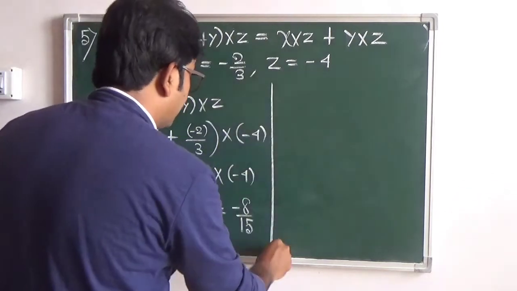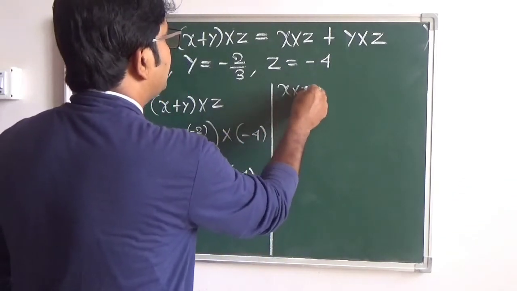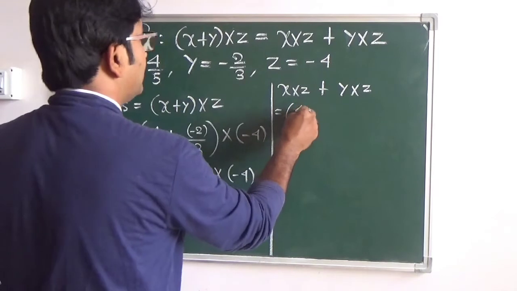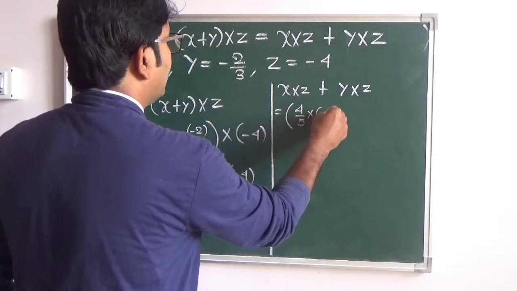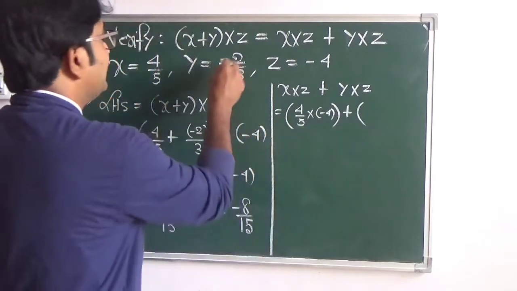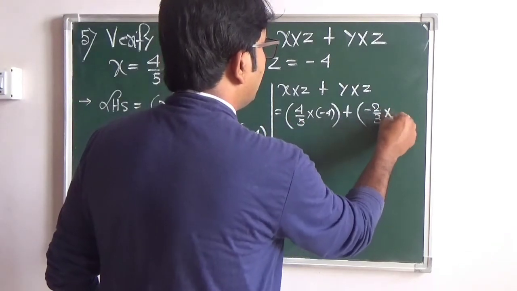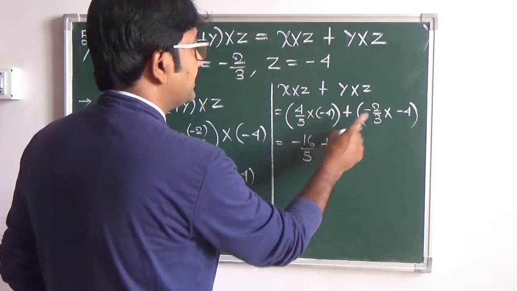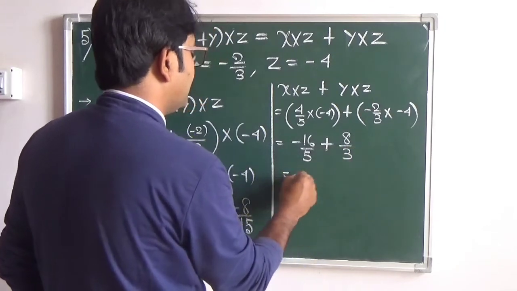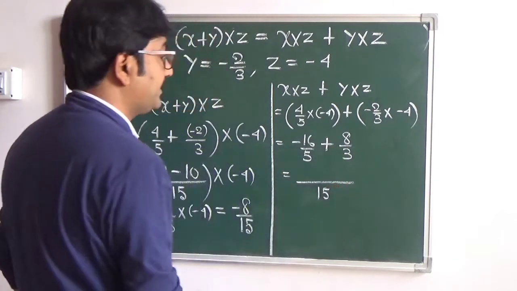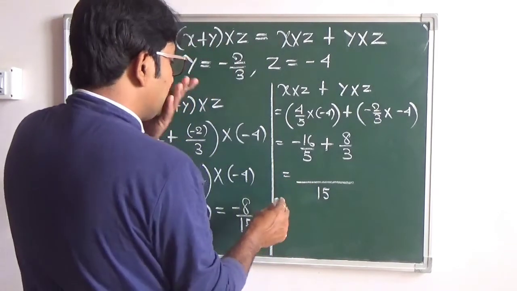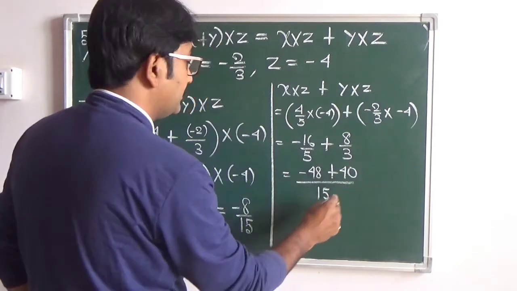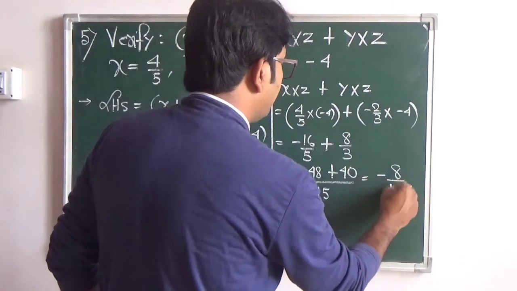For the right hand side, we have x into z plus y into z. So let us solve this. x is 4 by 5 into minus 4 plus y is minus 2 by 3 into minus 4. So this becomes minus of 16 by 5 plus, and this becomes 8 by 3. So let us take the LCM, that becomes 15. So minus 48 plus 40. So it becomes minus 8 by 15.